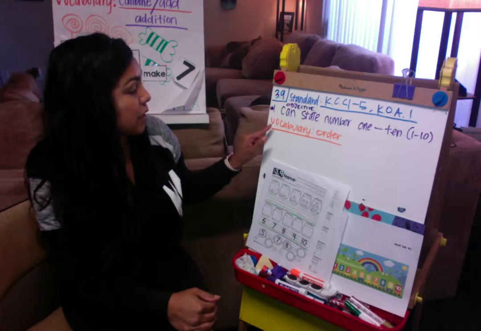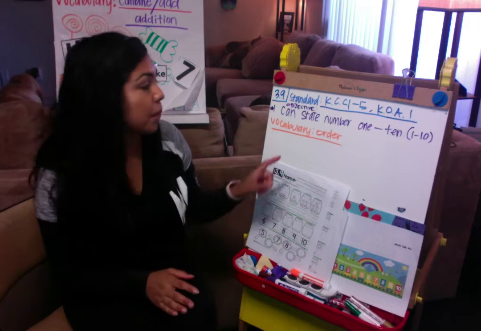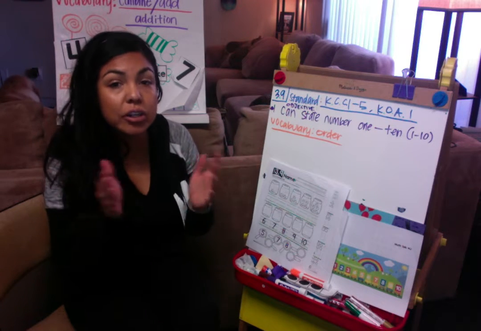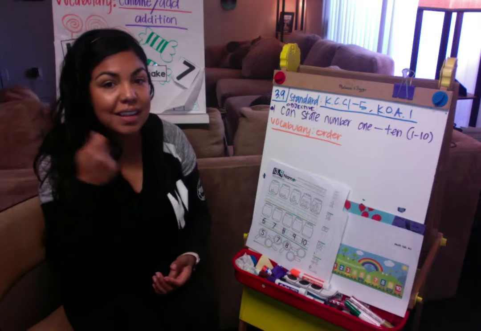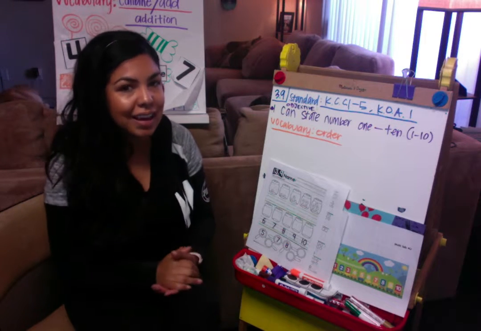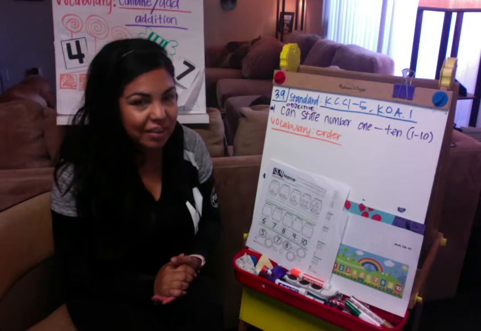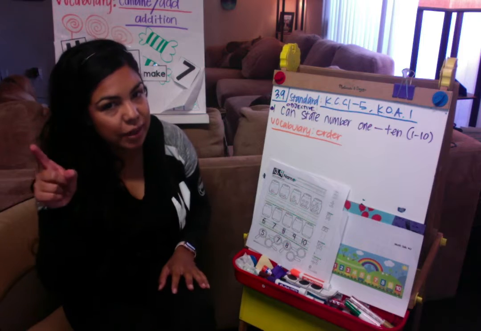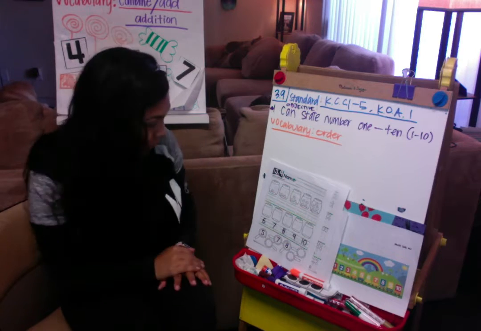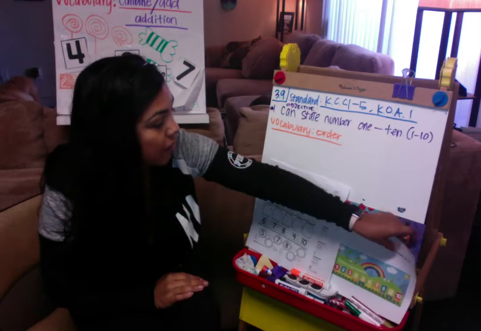Also, last but not least, vocabulary. We are going to talk about order. Everyone say order. What does order mean? Like, I'm going to order some food, right? Kind of like lunch orders. Yeah, we have to do an order, kind of like that. But with numbers, it's a little different, and we're going to talk about that in just a few moments. So let's begin with our math talk number 12.